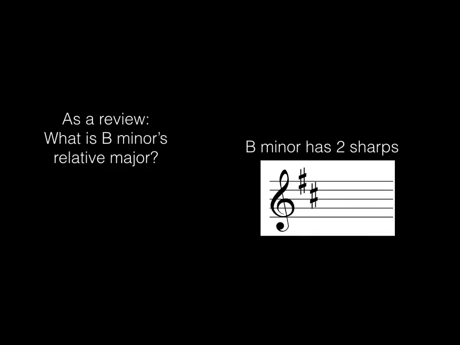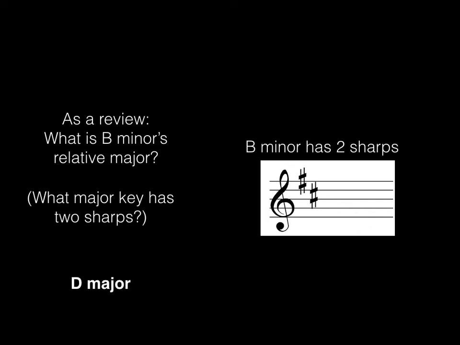Now as a review, what would be B minor's relative major? That is, what major key has 2 sharps? Well, we can go up a minor third from B, or we can just remember that D major has 2 sharps in it.